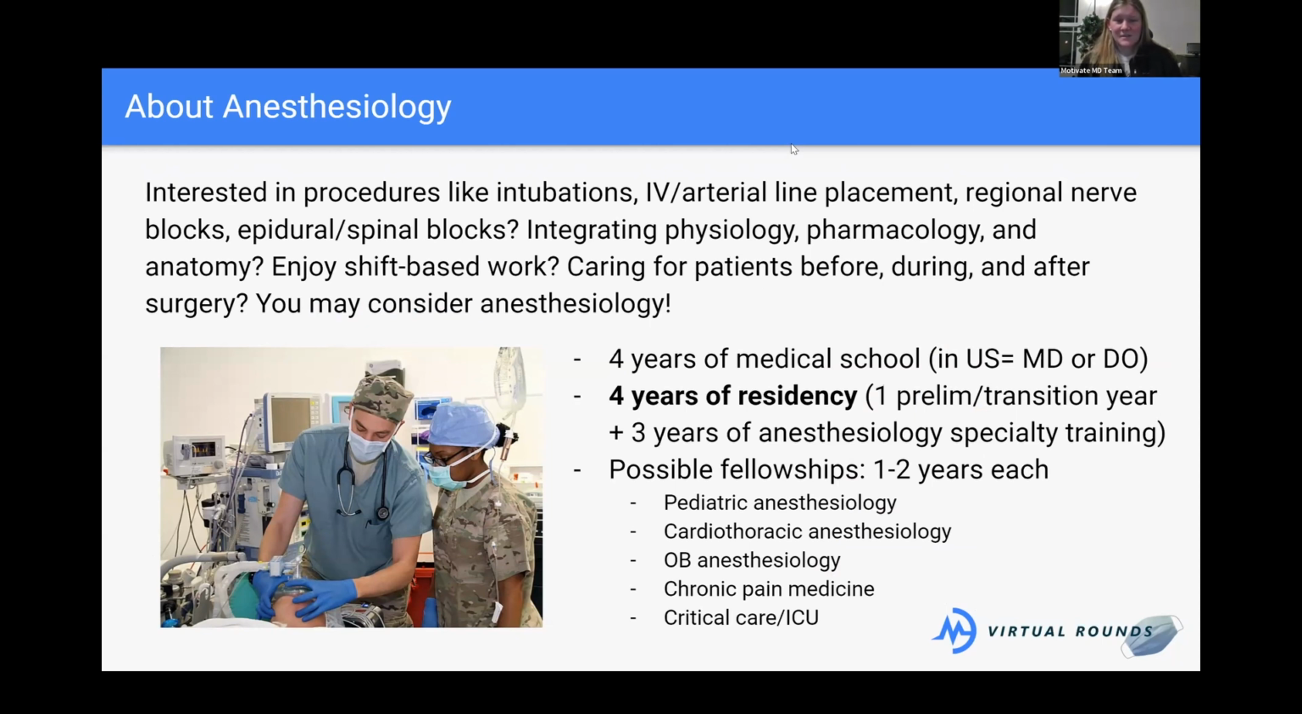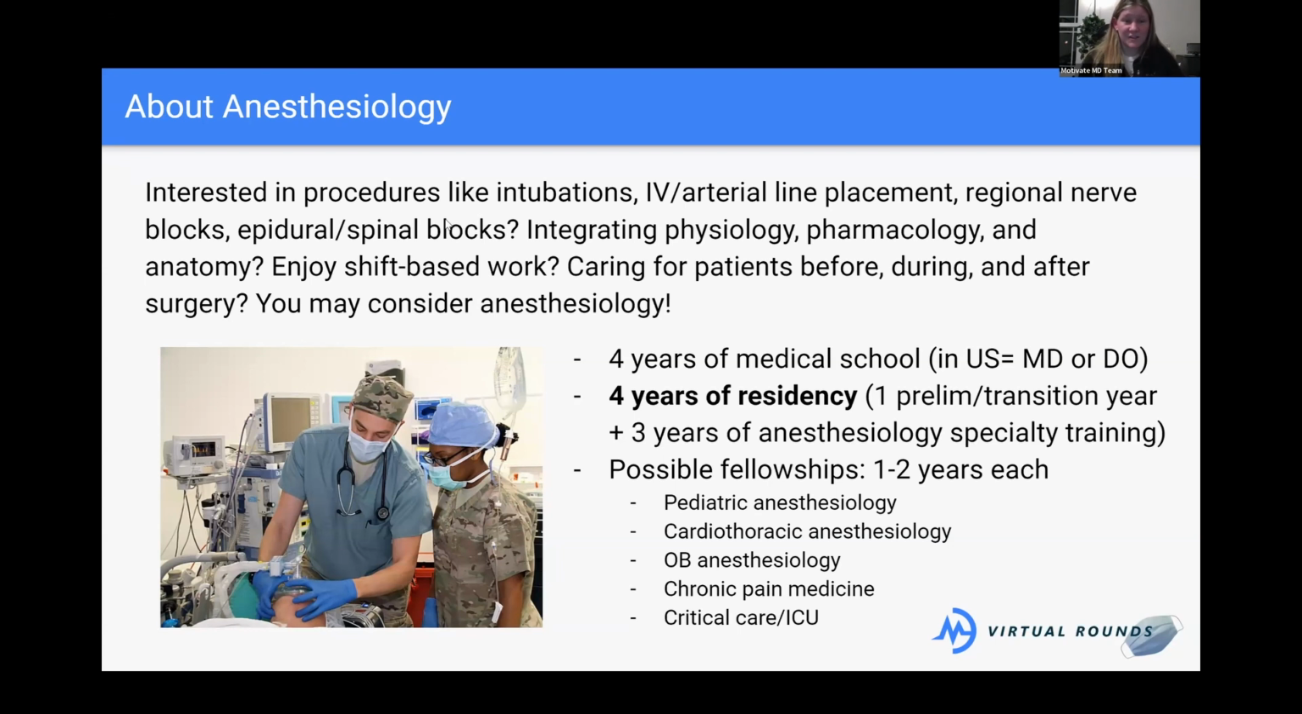Anesthesia is a really cool, awesome field where you get to do a lot of hands-on and procedural things like intubations, IV placements or arterial line placements, regional nerve blocks, epidurals, and spinal blocks, like what we talked about today. And it's also a super broad knowledge base. You're using things that you learn from the very beginning of med school, like physiology, pharmacology and anatomy, whereas some specialties focus a lot more on the pathology and treatments of disease. So this is a super integrative specialty.